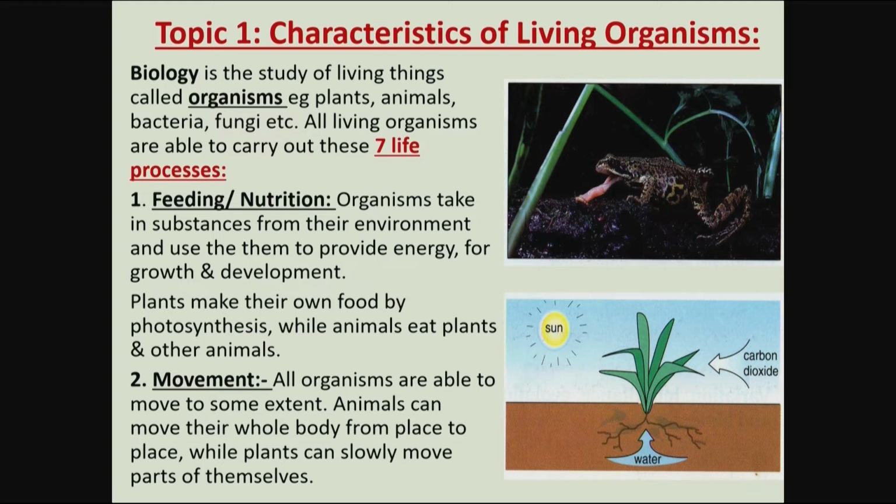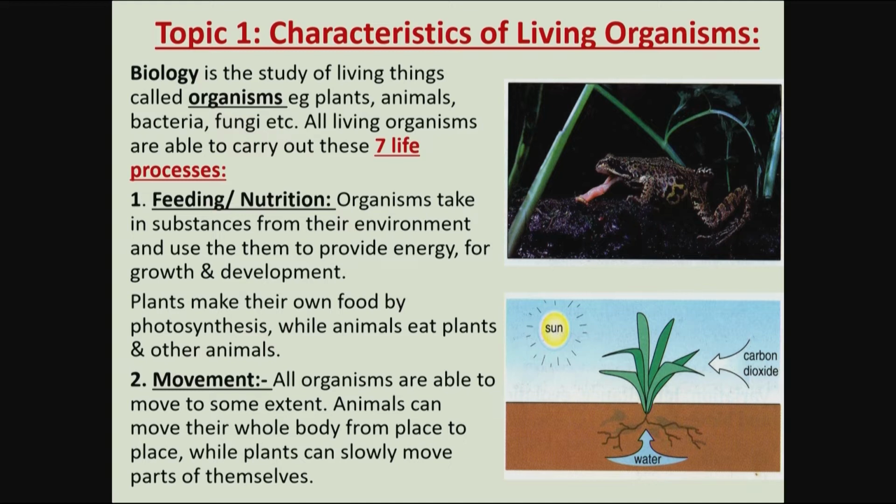Now, plants are able to make their own food where they are, using the simple raw materials around them, like water and carbon dioxide, and make their own food wherever they are. So we normally call plants autotrophs, okay? And then we have animals. Animals will eat plants and other animals.